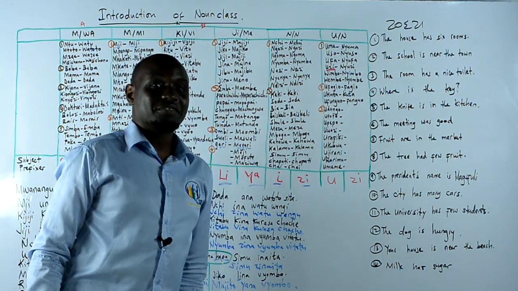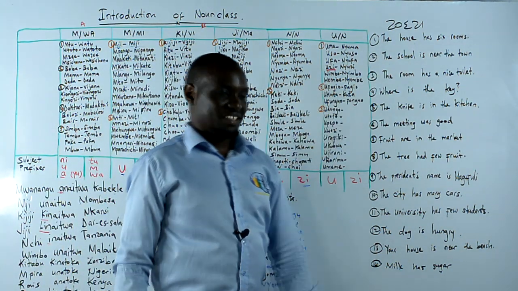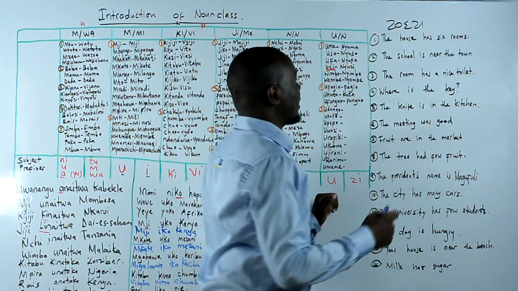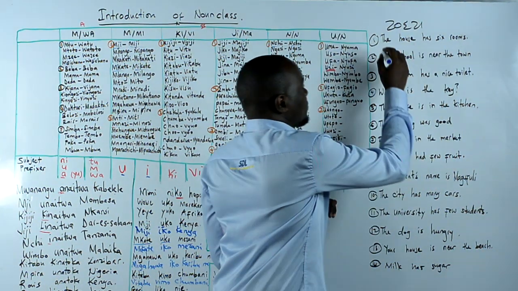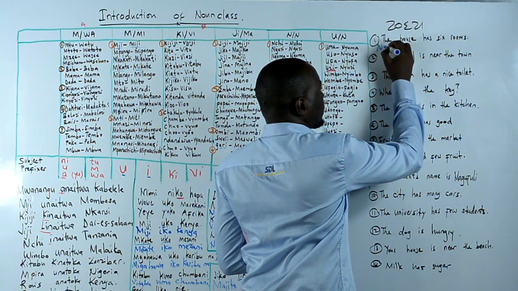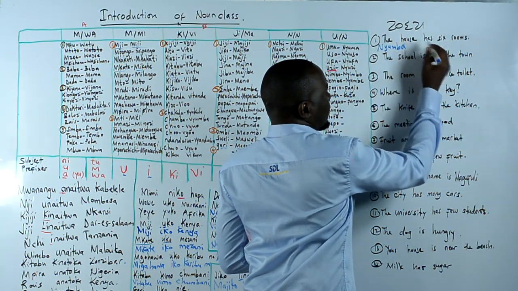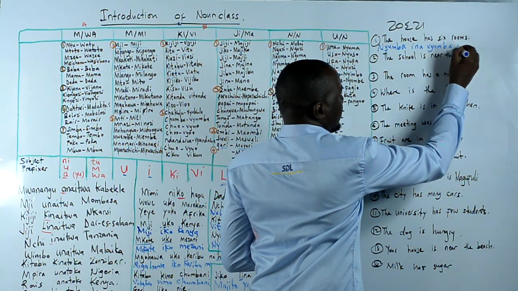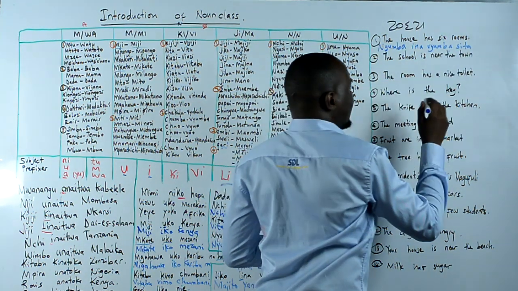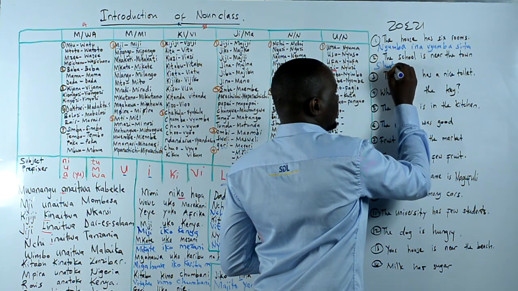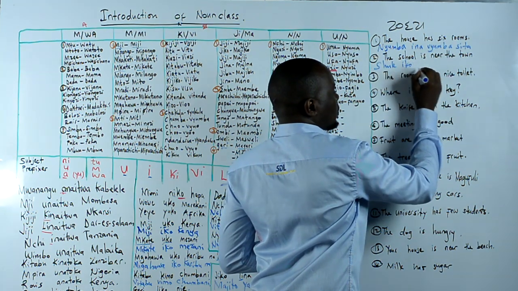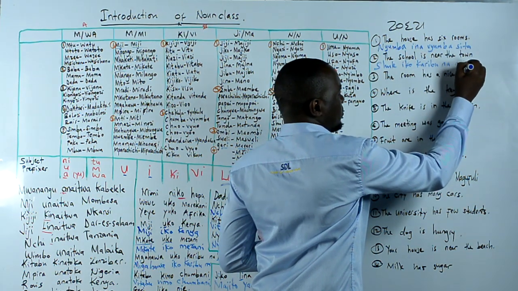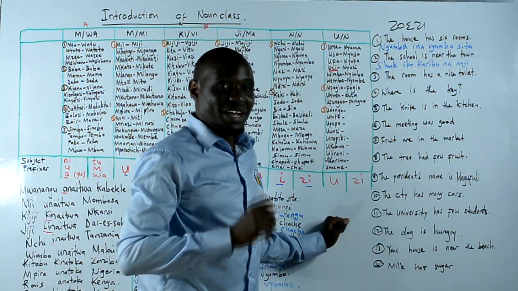Tafsiri sentensi hizi. How do you translate these sentences? The house has 6 rooms will be nyumba in Swahili. Nyumba ina vyumba sita. The school is near the town. Shule iko karibu na mji. Shule iko karibu na mji.